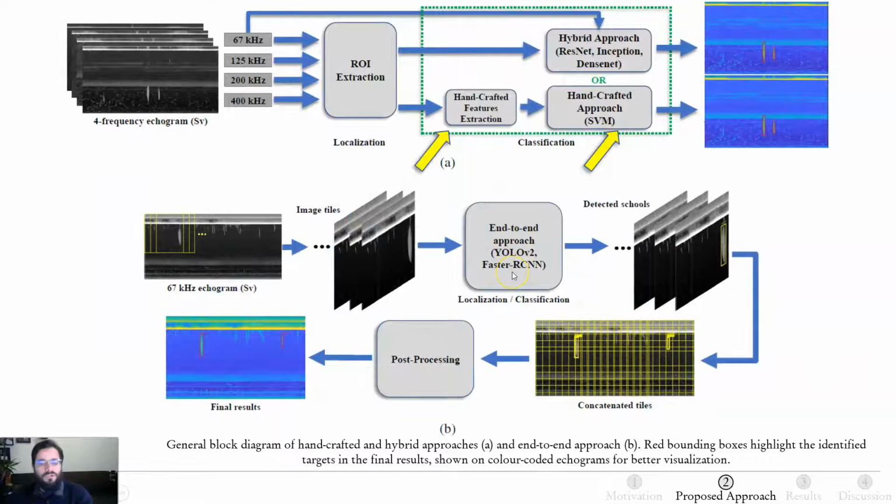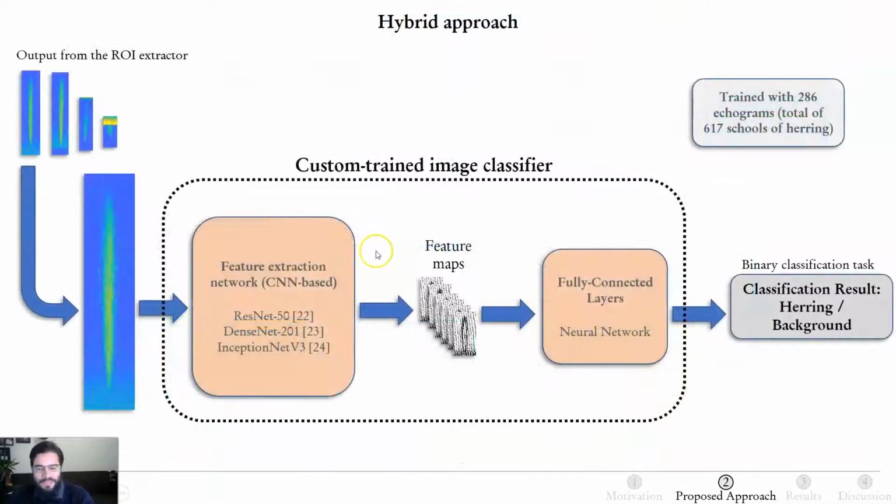Similarly, we are going to use these bounding boxes generated by the ROI extractor with approach number 2, the hybrid one. But this time, we calculate the visual features using custom-trained convolutional neural networks. But the result is once again a binary classification task.